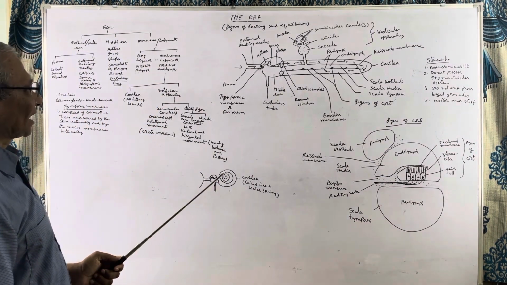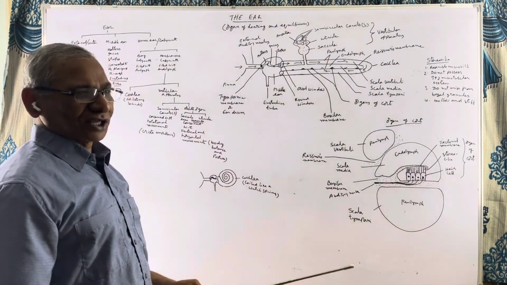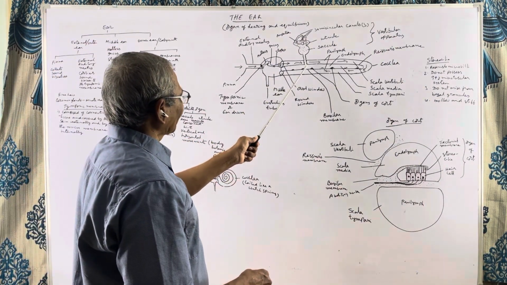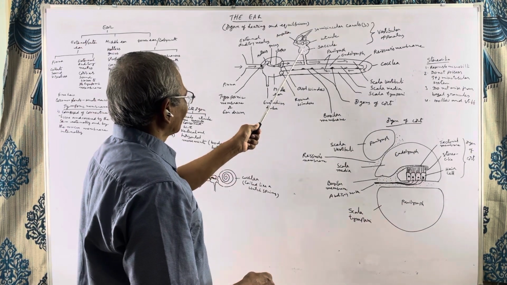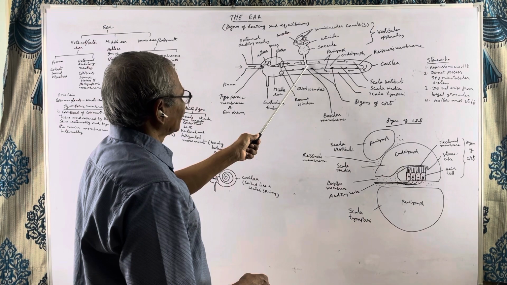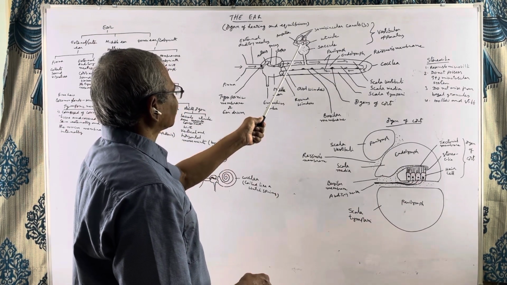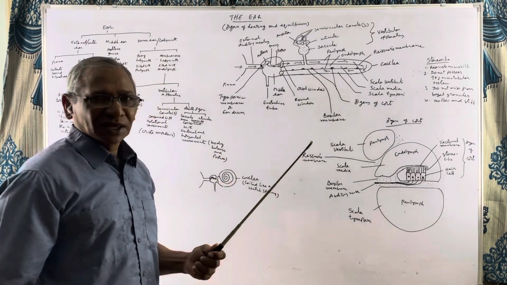The semicircular canals, utricle and saccule are also filled with endolymph. Actually, they are connected to this one. That's why I have drawn like this. All of them are in contact with the scala media. So, scala media and these structures all are filled with only endolymph.